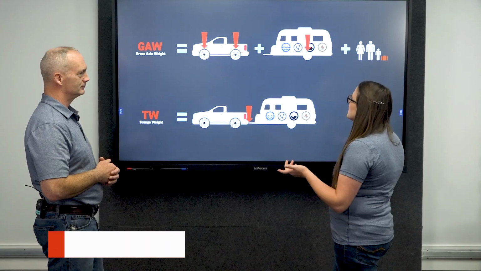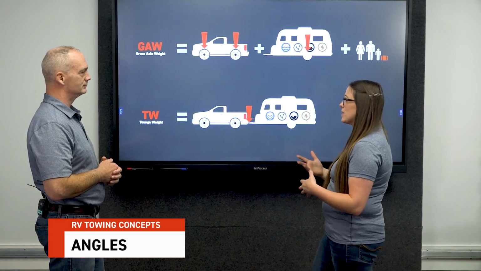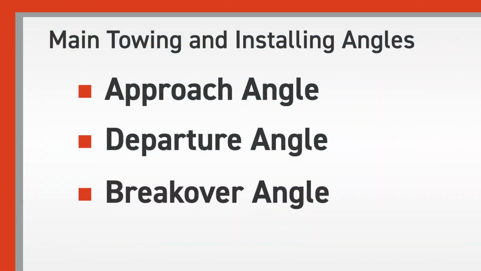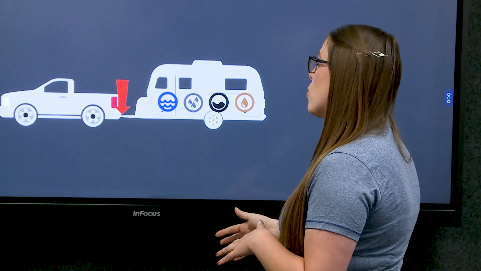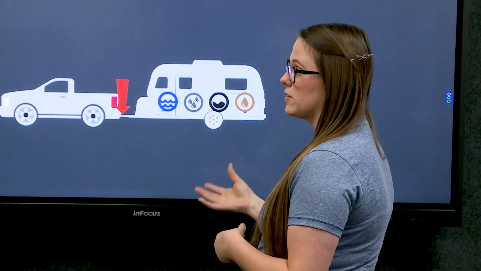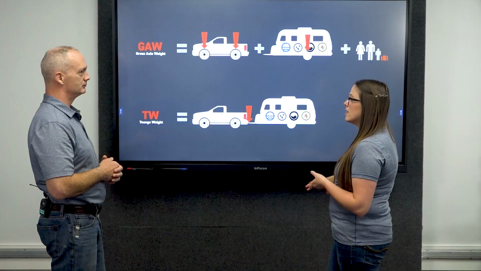Yeah. So I'll cover angles if you want. There's 3 main angles you should keep in mind while towing vehicles, and that is approach angle, departure angle, and the breakover angle. And these all kind of play into not only towing, but also installing aftermarket products, or if you have any repairs that you have to do to your camper.